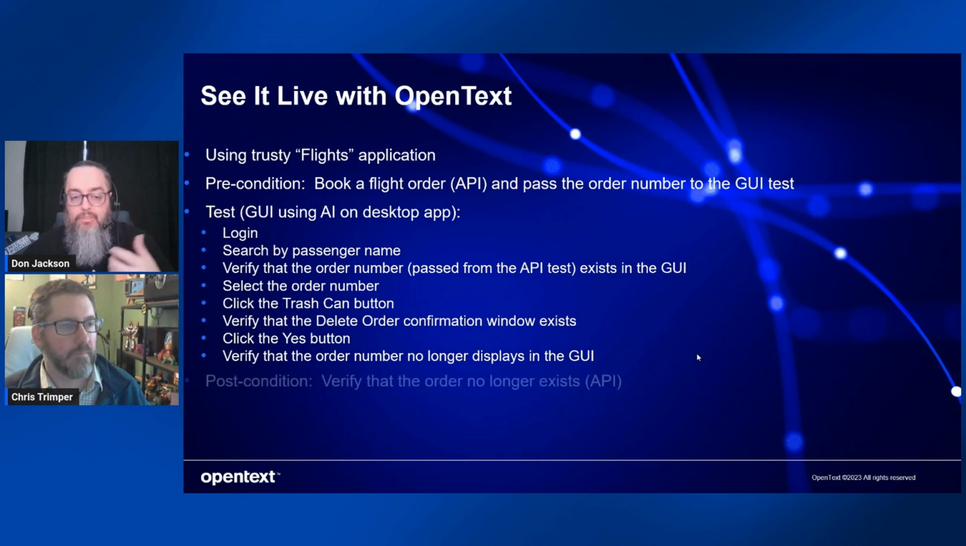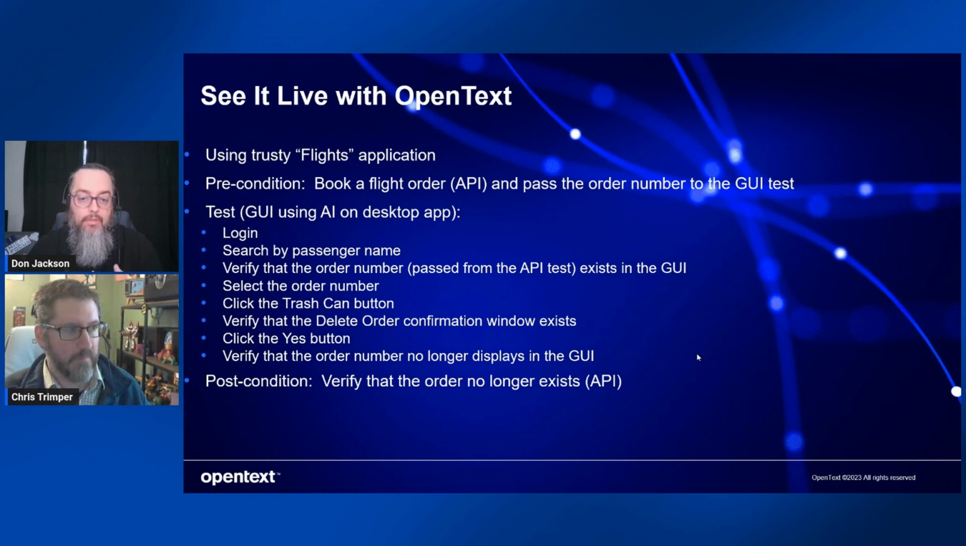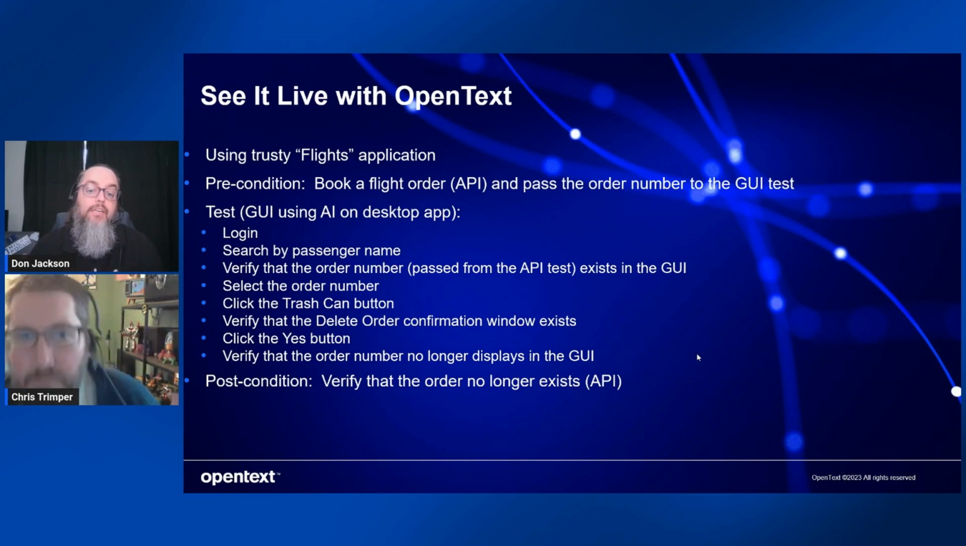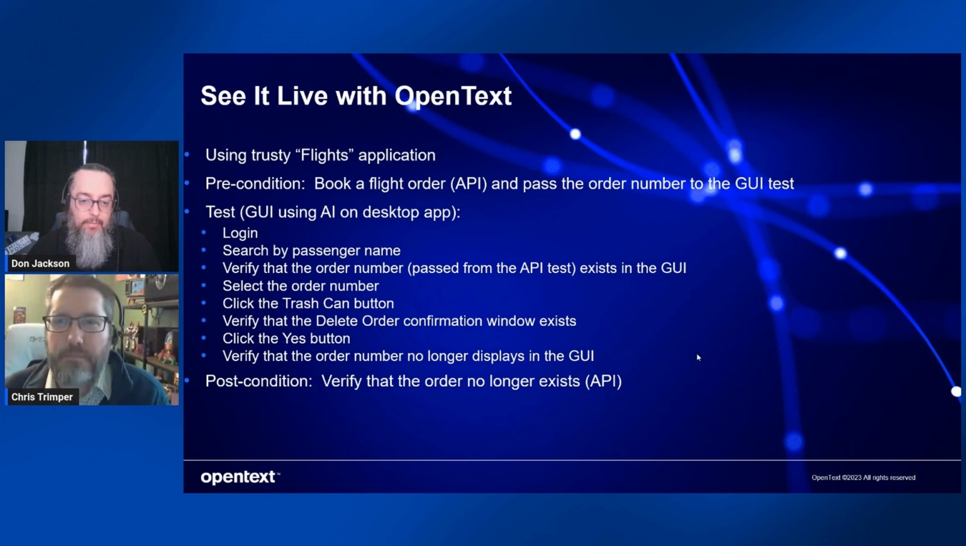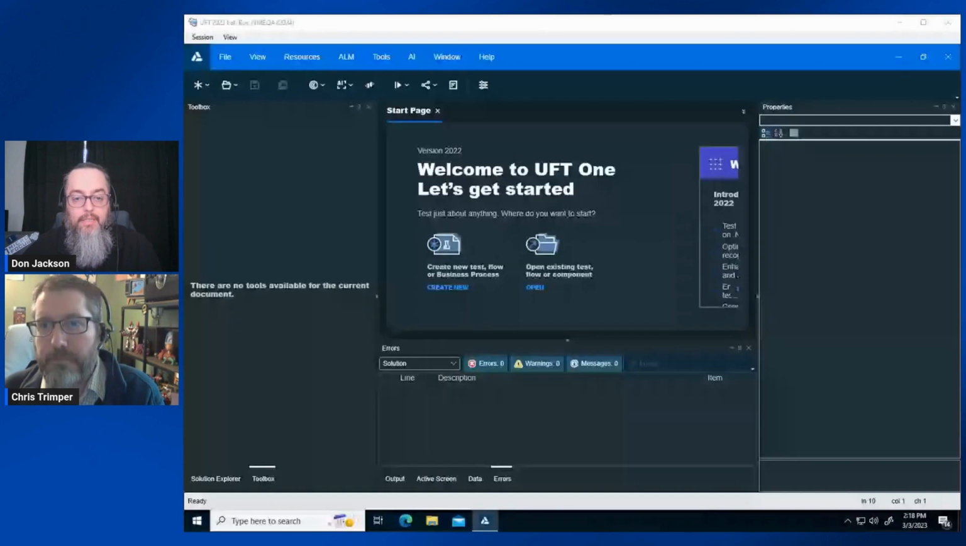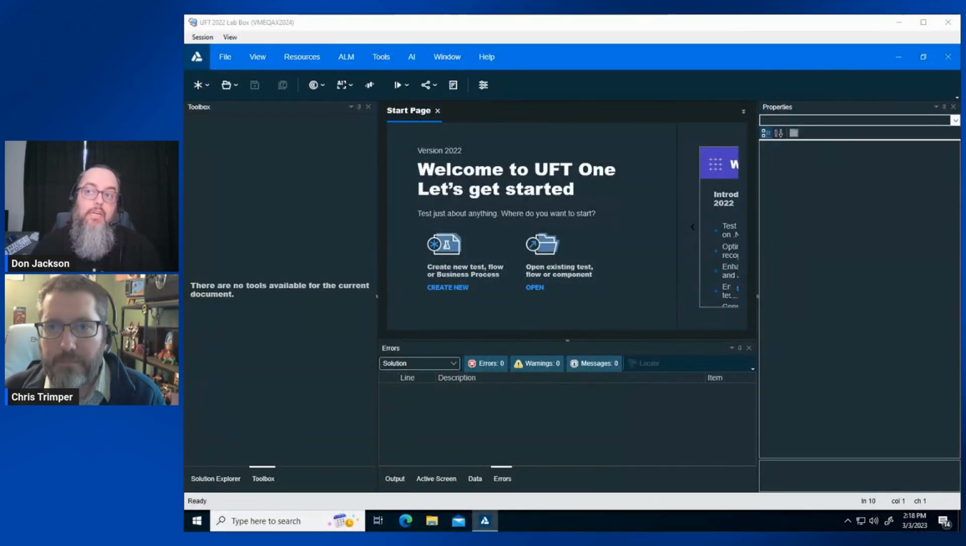We then have a post condition for this test to verify that the order number no longer exists inside of the backend application as well. Just because it's no longer being displayed in the GUI does not necessarily mean that it completely propagated through the backend. So we have a post condition to make sure that it no longer exists in the backend as well. So with that, we're going to go ahead and switch over to Chris's screen, and Chris is going to walk us through creating the test.